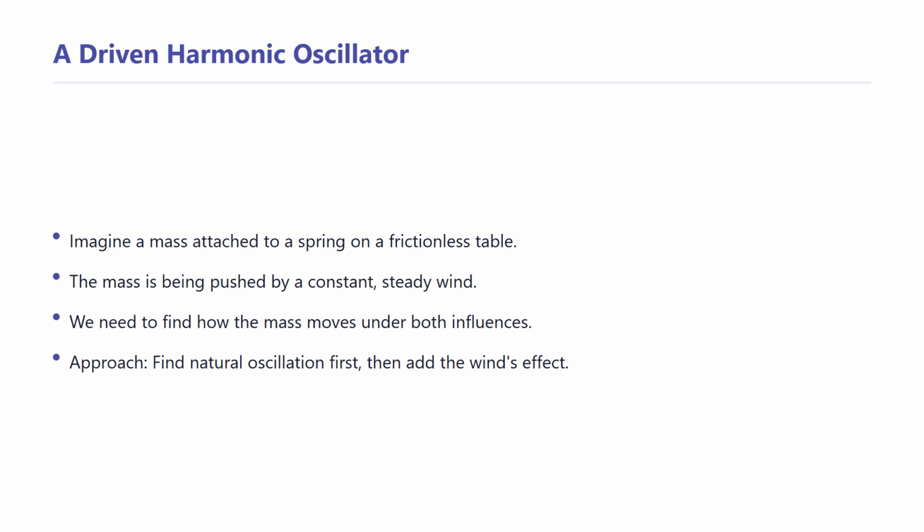We will first find the complementary function to understand how the mass would oscillate if there were no wind. Then, we will find the particular integral to see how the constant wind affects the mass. Adding them together will give us the true motion.